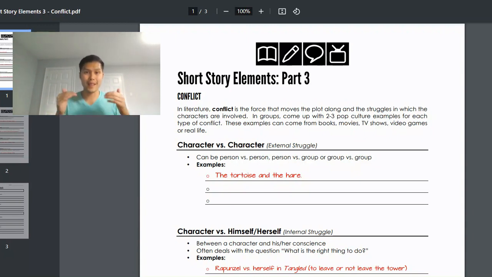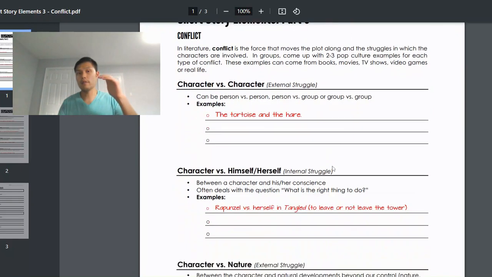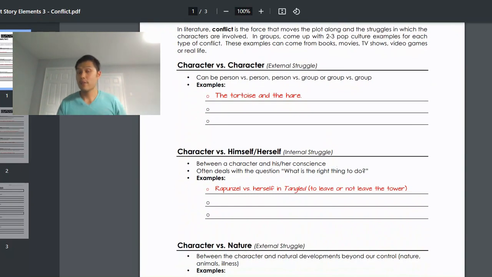Well, conflict is the force that moves the plot along and the struggles in which the characters are involved. The idea is that there are a series of conflicts. First one being character versus character. This is an external struggle. So basically a person is going to face off against another person, or a person can face off against another group, or a group can face off against another group. So an example here, we have the tortoise and the hare.